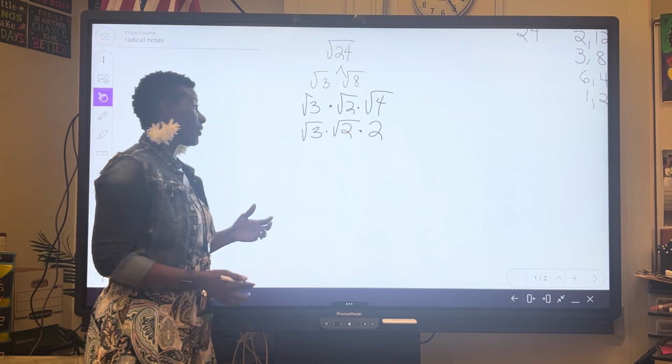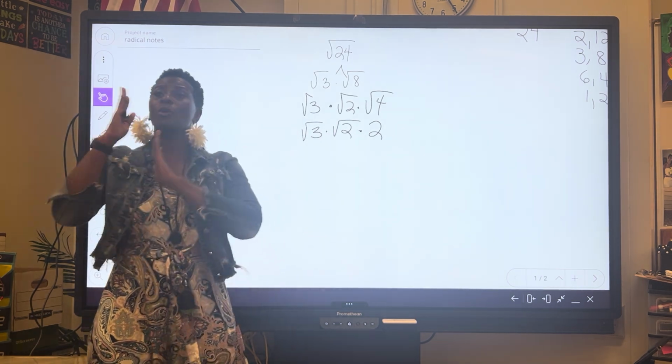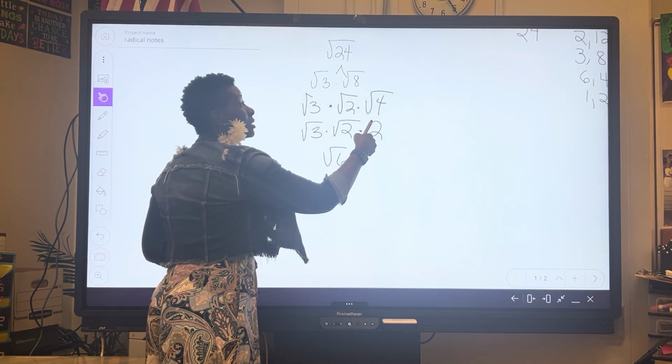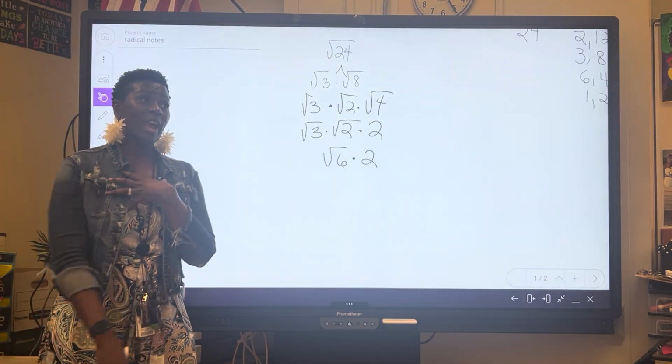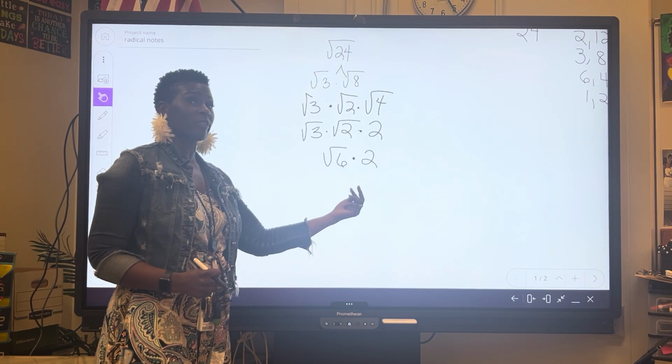So I'm just going to put them together. What's radical 3 times radical 2? Is it 6 or is it radical 6? So this is going to be radical 6 times whole number 2. Now that looks weird because we always write the coefficient, the number in the front, right? So let's clean this up. Let's use commutative to switch these around.